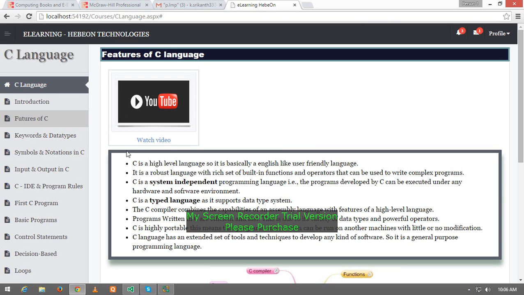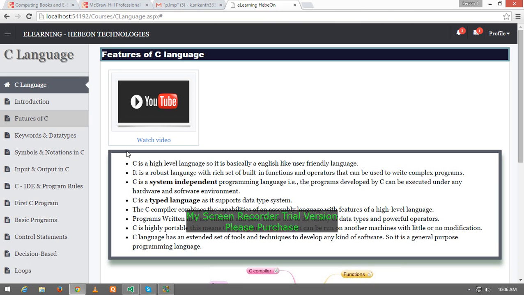C is a highly portable language. That means the programs once written can be run on any other machines with little or almost no modification. So once somebody has written a program in C, he can run that program in any other machine. Maybe in order to run that program in the other machine he might need some modification. In most of the cases no modification is required.